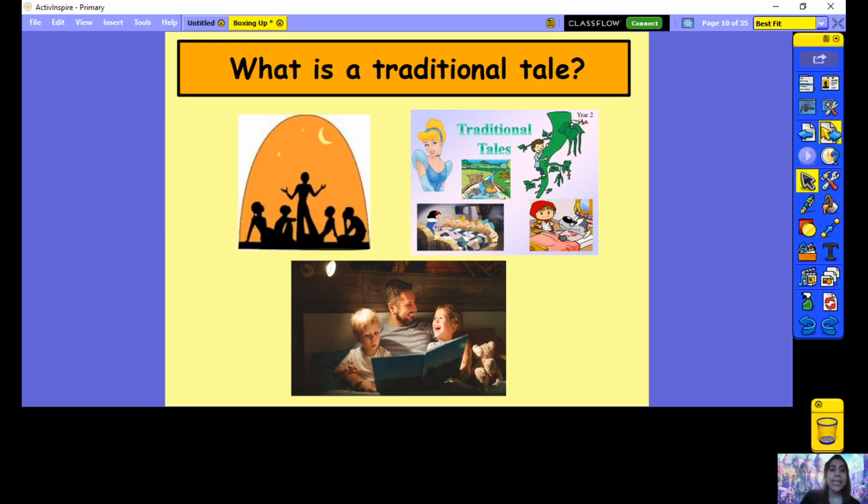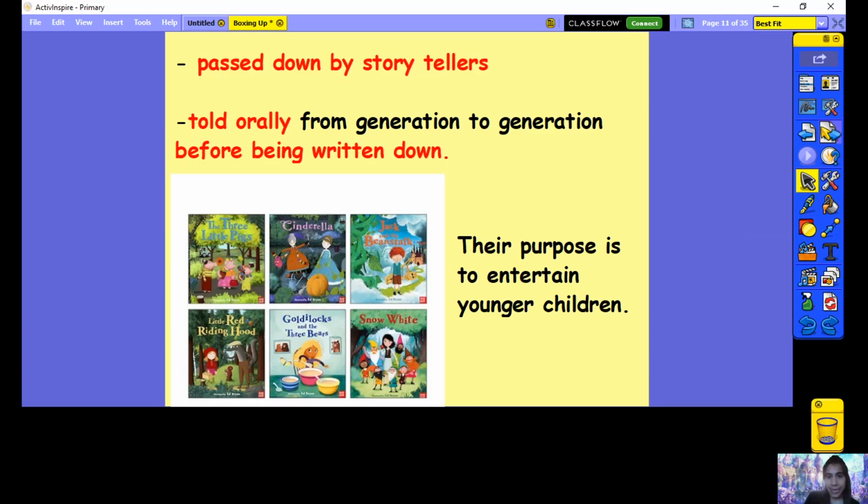So just like yesterday, it is passed down by storytellers, so by word of mouth. It's not been written down. It's told orally, so by mouth from generation to generation. So someone reads it to their kids, they grow up, read it to their kids, they grow up, read it to their kids. So it's passed down before eventually being written down. So remember I said we're not quite sure where these stories originated from. We don't know quite who was the first person to write them down or tell them, but they're traditional because they have been passed down.